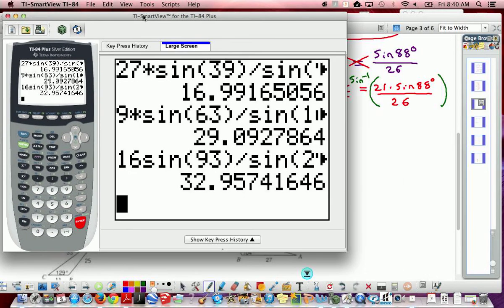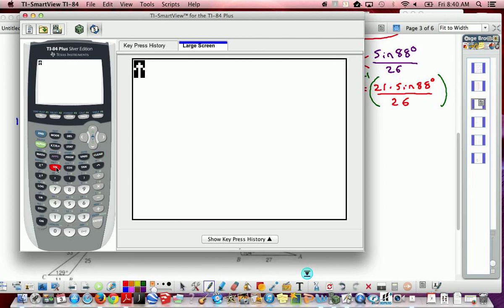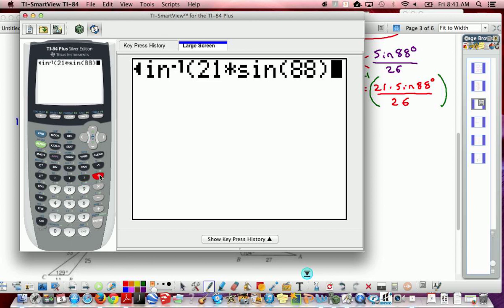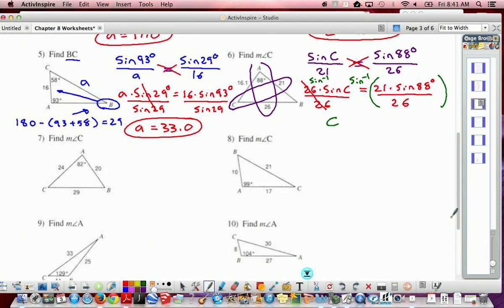Now you can put this all in your calculator at once so long as you use parentheses appropriately. So again, let's watch this carefully at how we can enter this in our calculator. So we're doing sine inverse, so second sine. So we just type in 21 times sine of 88, close the parenthesis. Got to close that angle off so it knows to do that. Divided by the sine of 26, close the parenthesis so it knows to take the sine inverse of the whole thing. And there we go. We have our angle. Angle C is equal to 53.8 degrees.